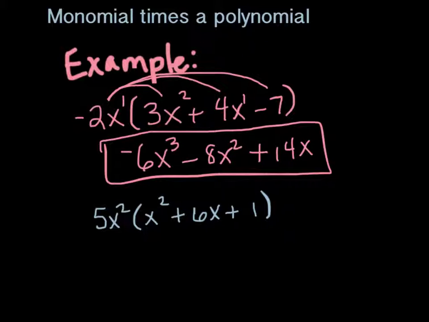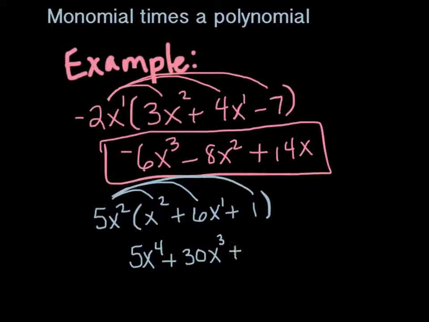In my next example, I'm going to take 5x squared and multiply it by x squared. So I'm going to get 5x to the fourth. I'm going to take 5x squared times 6x. I'm going to get 30x cubed, because remember there's a 1 there. And then 5x squared times 1 is 5x squared. Again, I have no like terms. I have an x to the fourth, an x to the third, and an x to the second. So this is as simple as it will be.